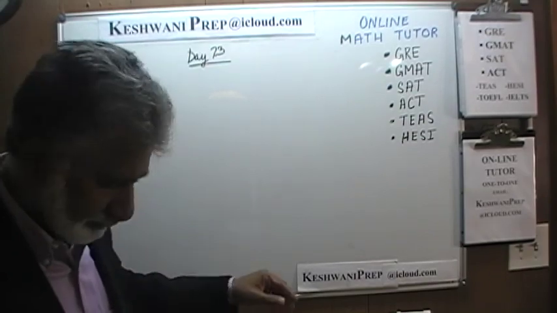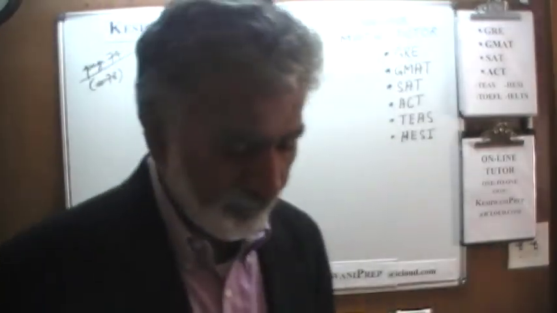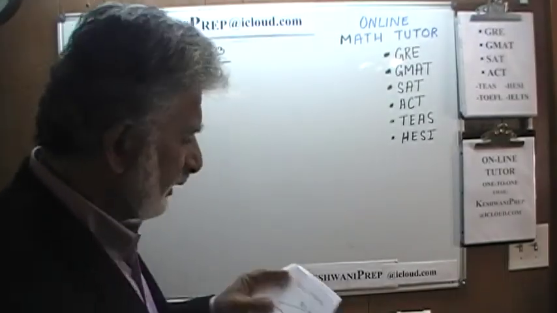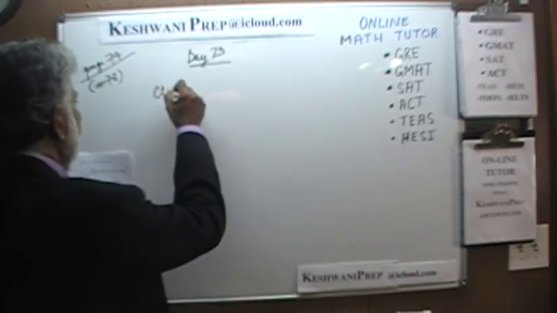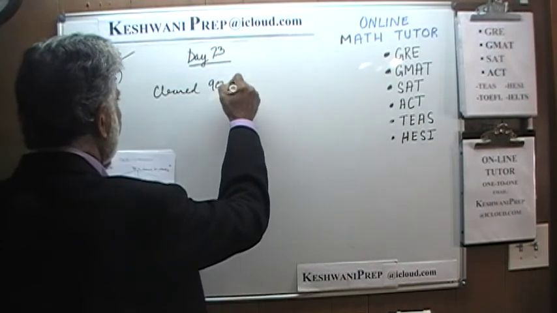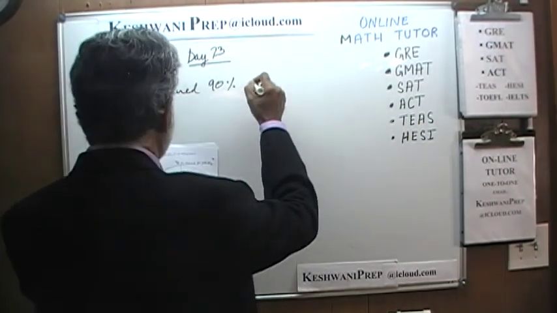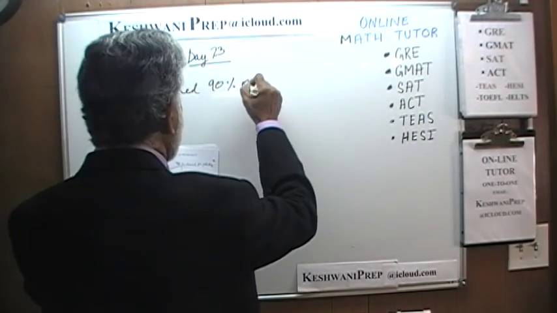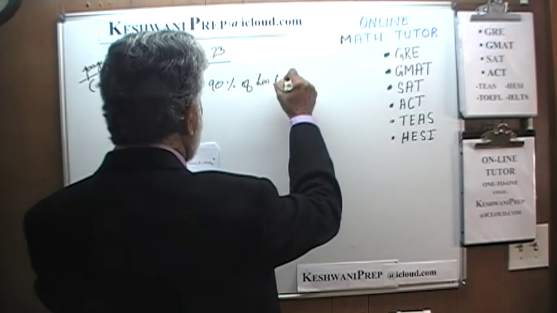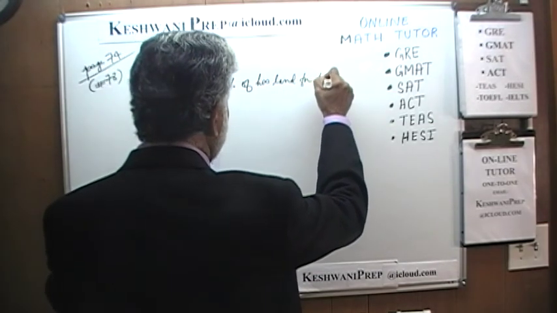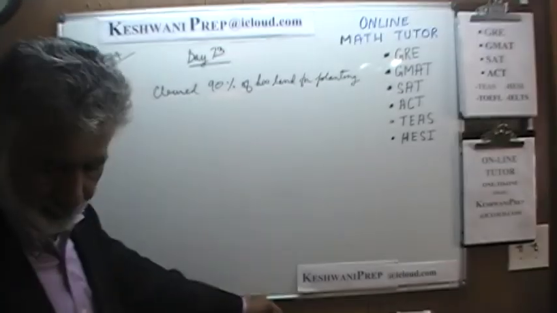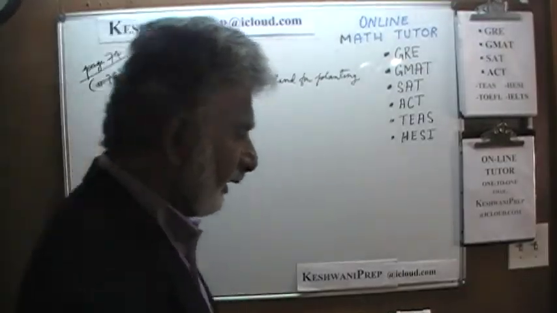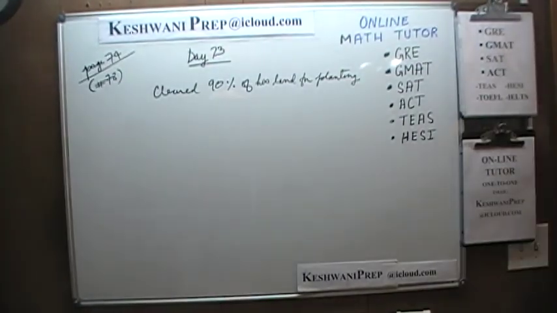Number 78 says that we have a farmer who has cleared 90% of his land for planting. He has cleared 90% of his land and he's going to plant something there.